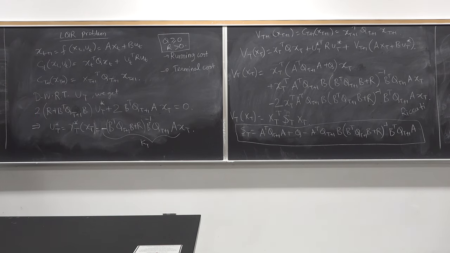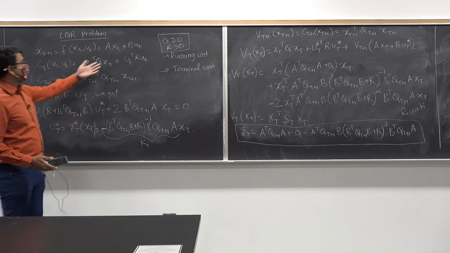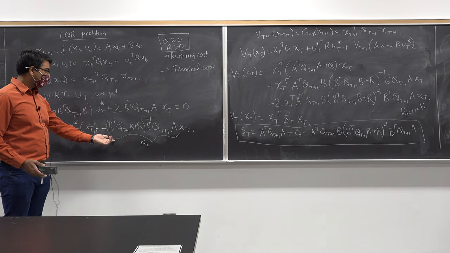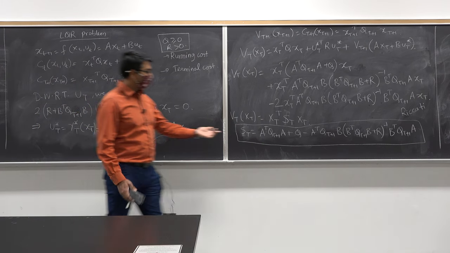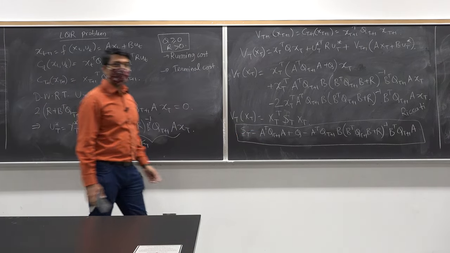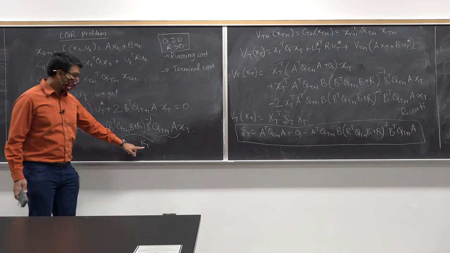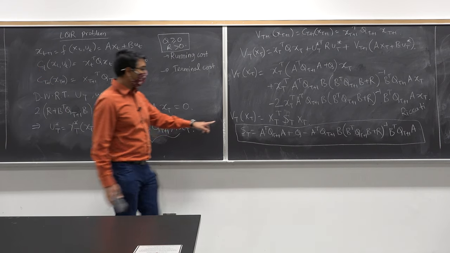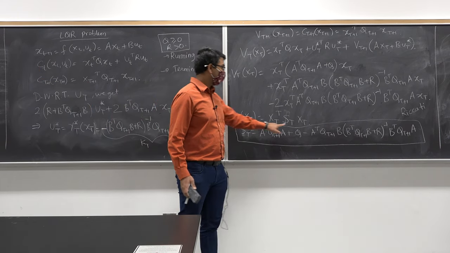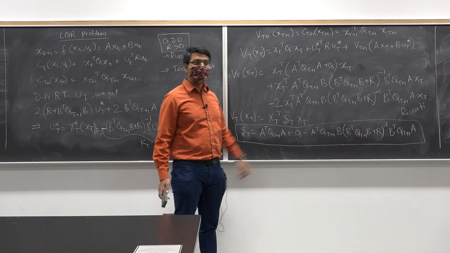Any questions so far? The most attractive property here is the LQR problem gives you a linear control policy and a quadratic value function. Therefore, in order to store the policy in the computer, you just have to store K_t. And in order to store the value function in the computer, you only have to store S_t, okay?